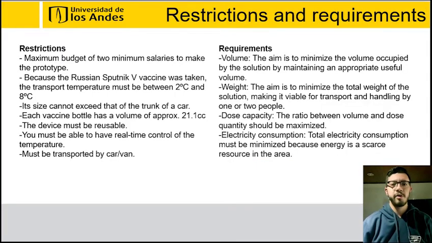In this section, the requirements and restrictions of the problem are defined, as the ranges we established that the concept must achieve and which variables are necessary to be optimized. Some restrictions are the budget, range of temperature, maximum size of the product, vaccine size, control system, and mode of transportation. On the other hand, some variables to be optimized are volume, weight, capacity, and power consumption. Some are oriented to be maximized and others to be minimized depending on our necessities.